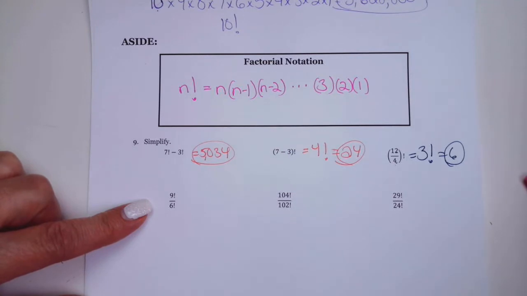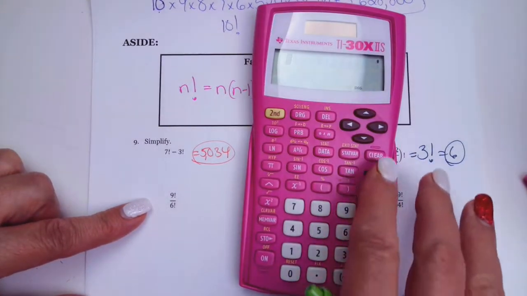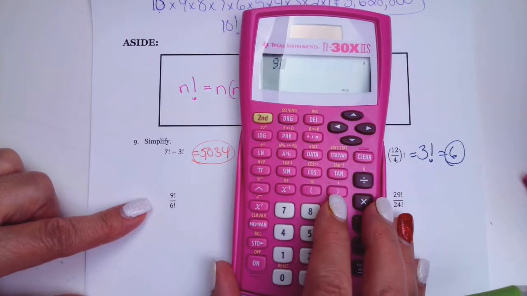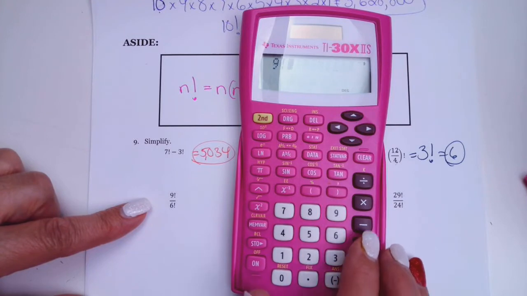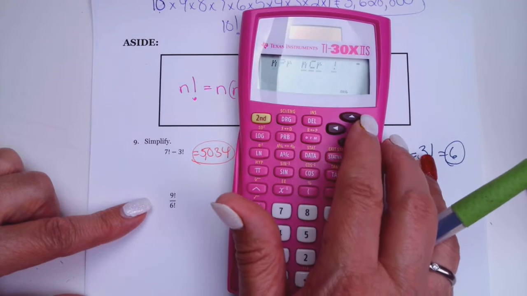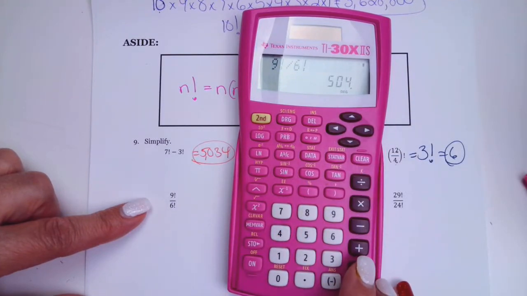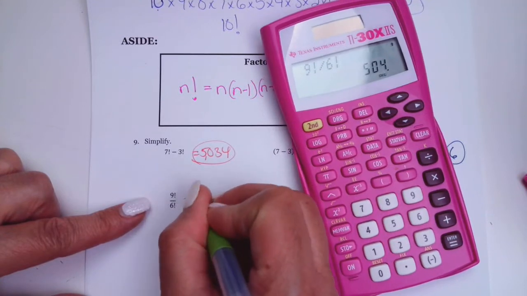Okay, well, let's look at the next one. So we have 9 factorial divided by 6 factorial. And that is 504.